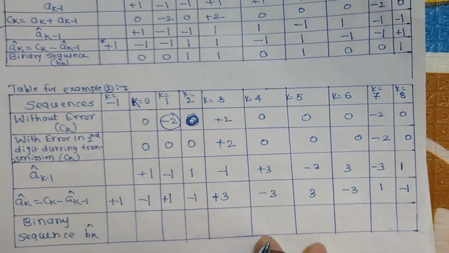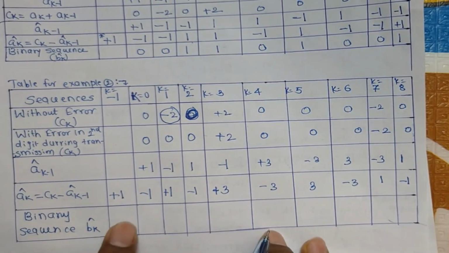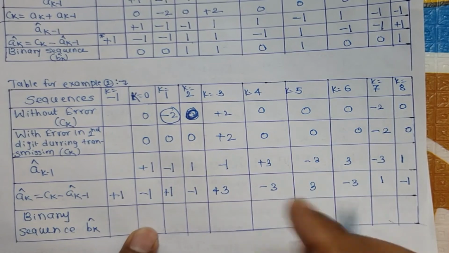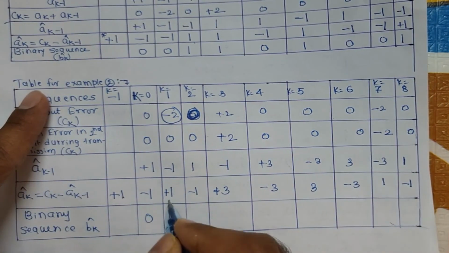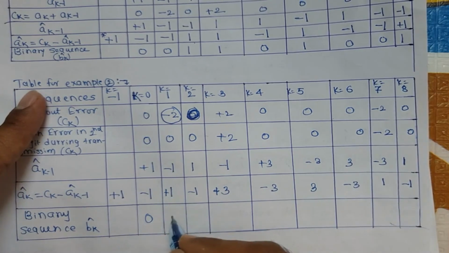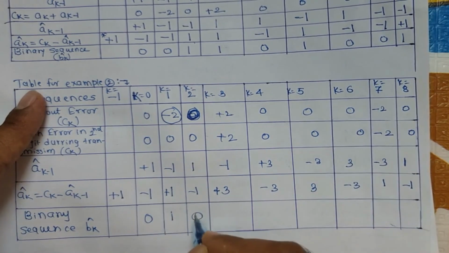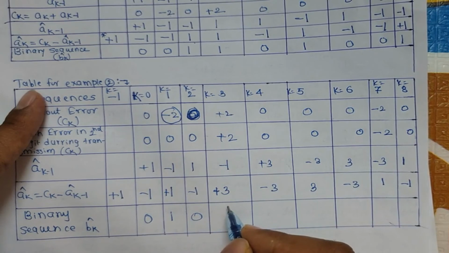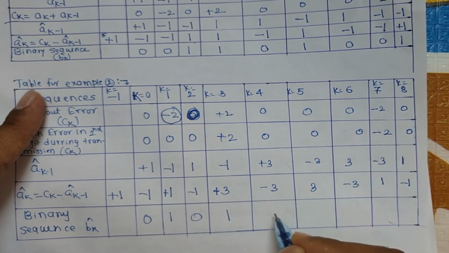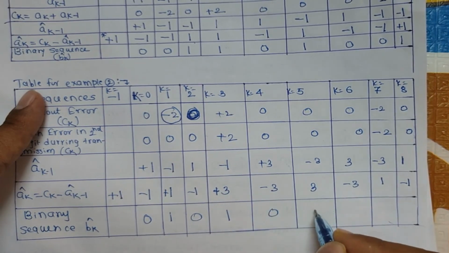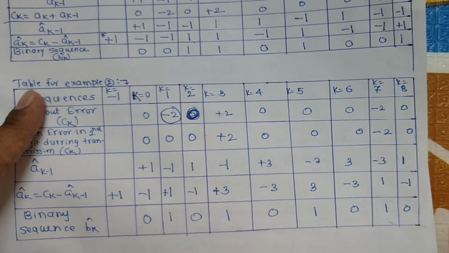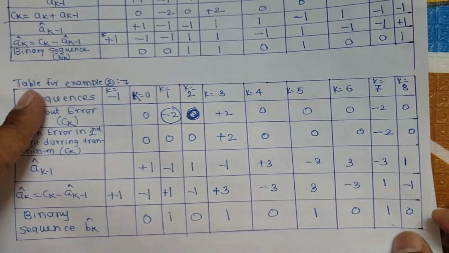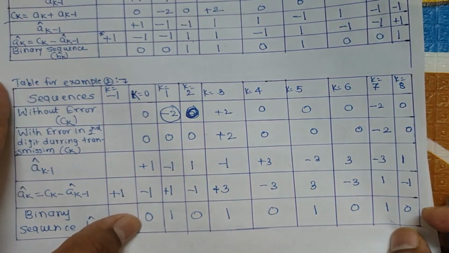Now let me write the final sequence, meaning the decision. Less than 0 it will be a 0, greater than 0 it will be a 1. So this is 0, this plus 1 is greater than 0 so it is 1, this is less than 0 so 0, plus 3 greater than 0 so it is 1, less than 0 it is 0, greater than 0, 1, 0, 1, 0.